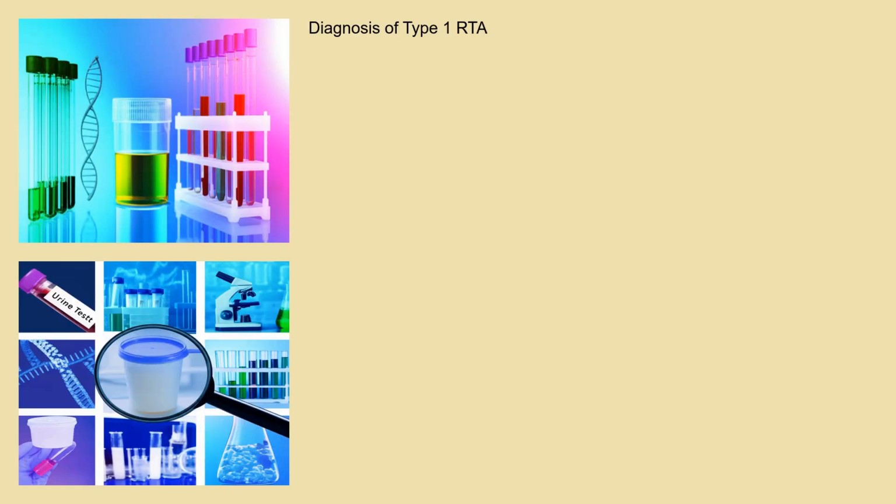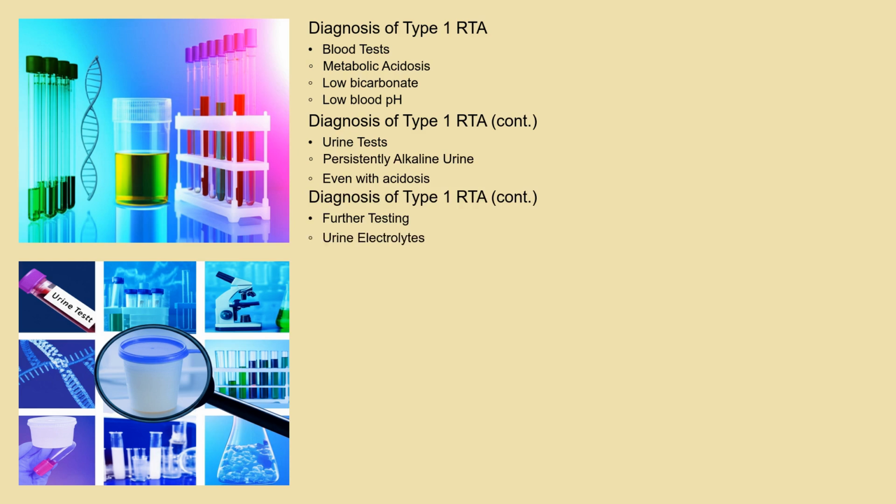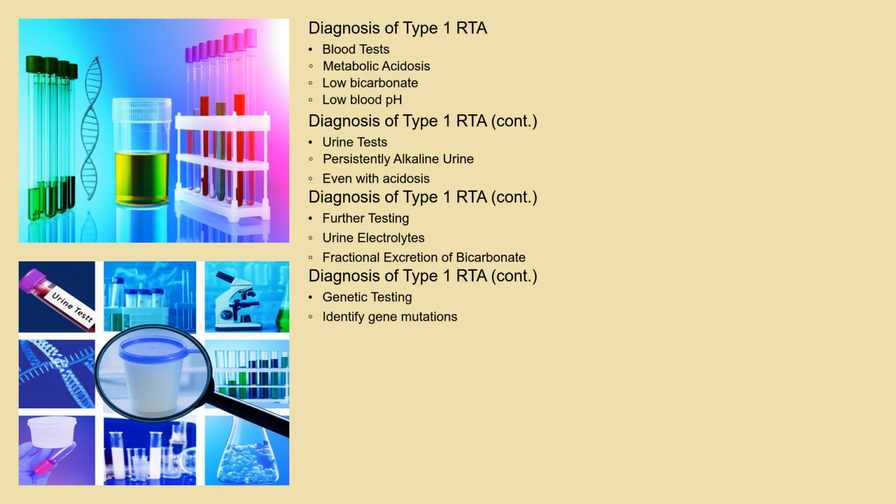Diagnosis of type 1 RTA typically involves a combination of blood and urine tests. Blood tests will reveal metabolic acidosis, low bicarbonate levels, and low blood pH. Urine tests will show a persistently alkaline urine pH even in the presence of acidosis. Further testing may include assessing urine electrolytes, measuring fractional excretion of bicarbonate, and performing genetic testing to identify specific gene mutations in cases of suspected inherited forms.